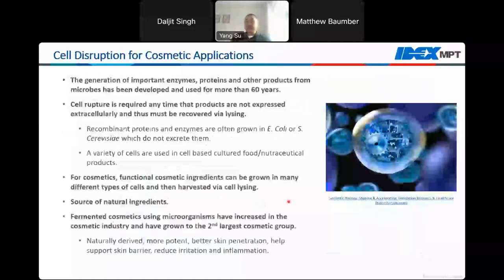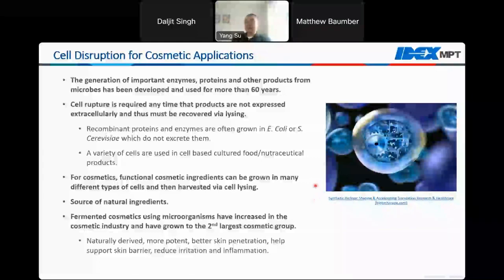Now I'm going to switch gears a little bit here to talk about a different application, which is cell disruption for cosmetic applications. I found this very interesting. The concept of using cells or microbes to produce important products such as enzymes, proteins, and other products is not new. People have been doing that for more than 60 years. If you think about cells, they can be viewed as a little living factory that can potentially produce and grow a lot of different functional ingredients within the cell.